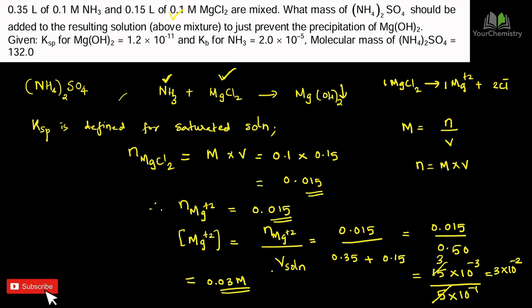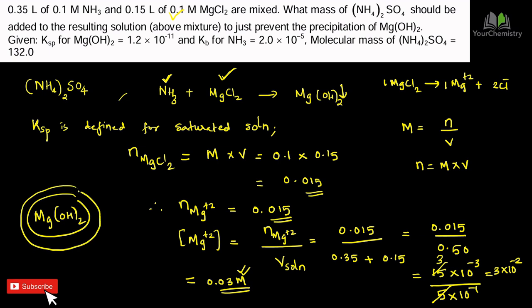Now in that particular solution, the concentration of magnesium plus 2 is 0.03 molar. Now let us think that the given solution is saturated, so how much amount of OH minus is needed to make magnesium hydroxide saturated? Now in the solution we have magnesium ion 0.03 molar. So how much OH minus is needed so that the solution becomes saturated? So how can we do that?